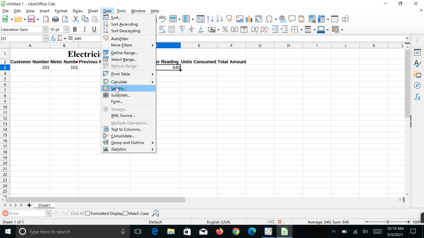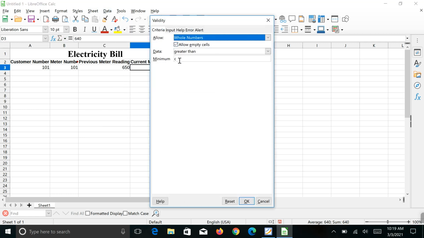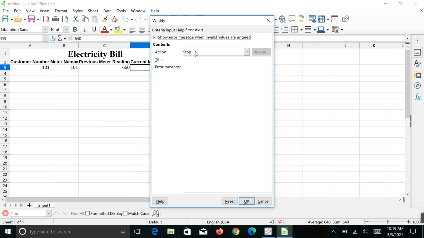Data validity, whole number, C3. So error message, I can say warning or information or stop, action stop. Message you can say: meter reading must be greater than previous meter reading.